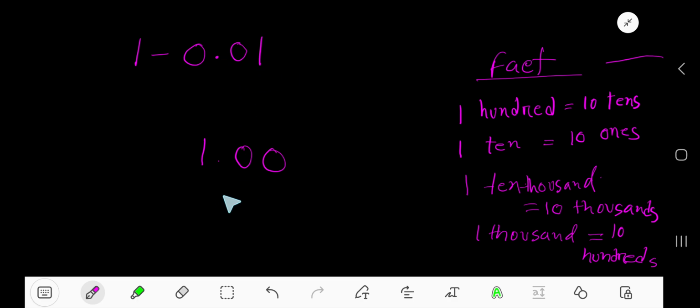So now line up the decimal and write the corresponding digits. Now subtract. Forget about this decimal, and this is the 1's column, this is the 10's column, and this is the 100's column.